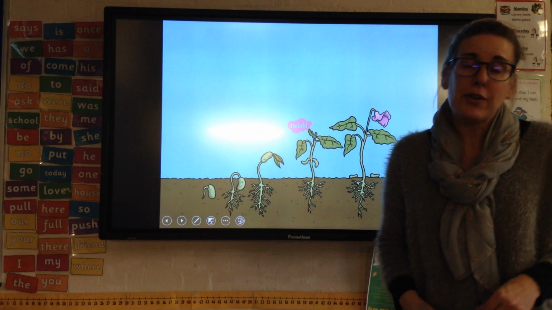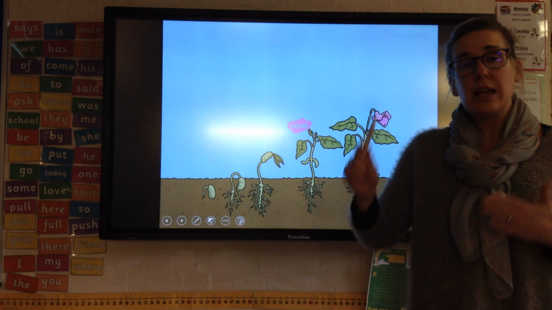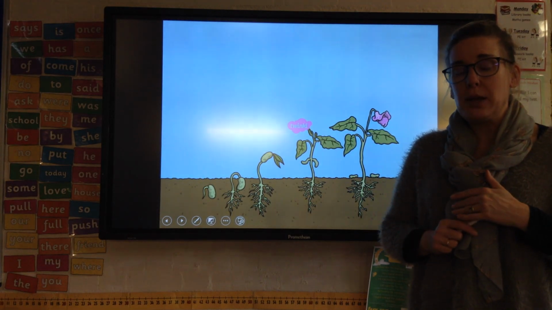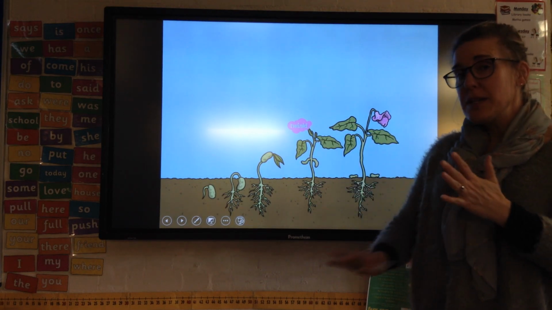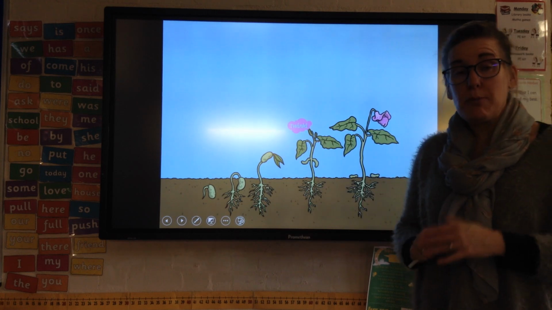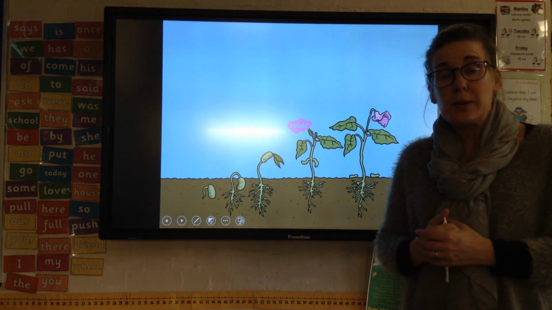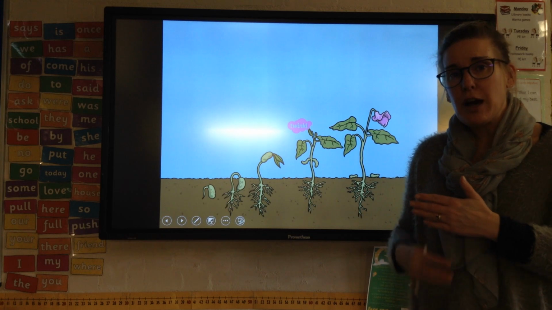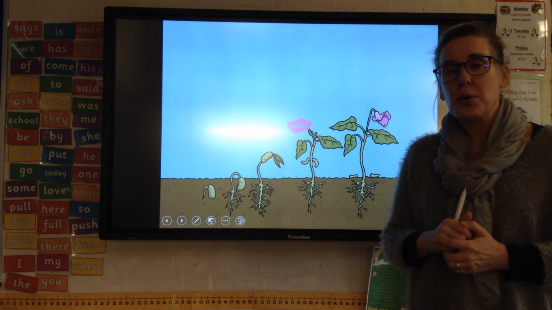What I'd like you to have a go at doing today is drawing the life cycle of a poppy plant, okay? And it follows the same sort of system as this. You might have to use the internet to do a little bit of research, but have a look up, see if you can find the life cycle of a poppy plant.